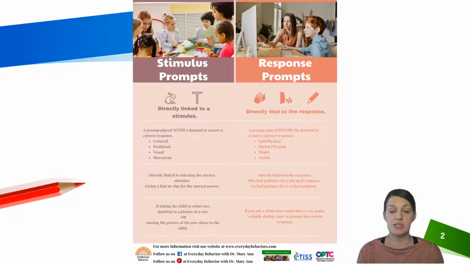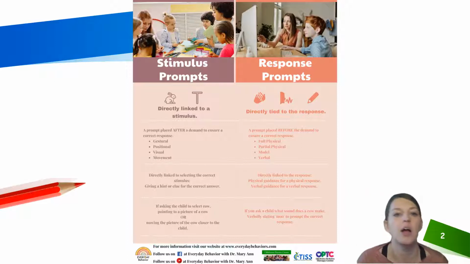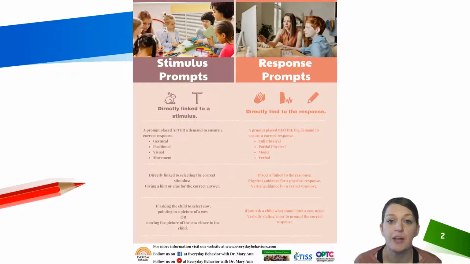So if they're supposed to select something, you might shake it, or you might somehow move it so that they're like, oh, that's the right one. So if they're supposed to select, let's say you have two different things and you say, select the water, you might move that water so that they select the water. You might move it closer to them, or you might select it, okay? So it's directly tied to selecting the correct stimulus or the correct item. You give that hint or that clue for the correct answer.